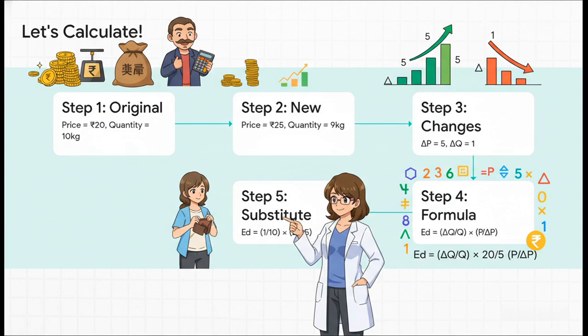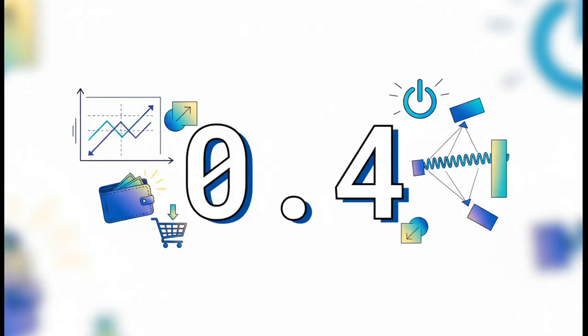We're just looking at the change in quantity over the original quantity, and then multiplying that by the original price over the change in price. So let's plug in our numbers. The change in quantity is 1 over the original 10, and we multiply that by the original price of 20 over the price change of 5. You run those numbers, and boom, you get your answer, 0.4. This is our elasticity of demand, a single, powerful little number.